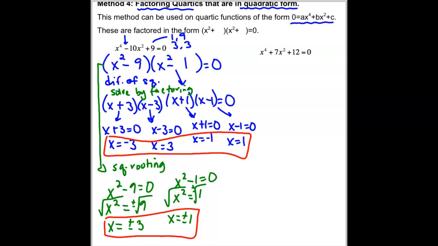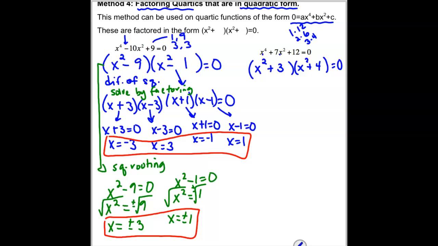All right, our next one, we have an x to the fourth for our first term and an x squared in the middle. That means it's that quadratic form where we take the x to the fourth and we're going to split them into 2 and 2. We need two numbers that multiply to be 12. So 1 and 12, 2 and 6, 3 and 4. And we want them to add up to 7. So we're going to use the 3 and 4.